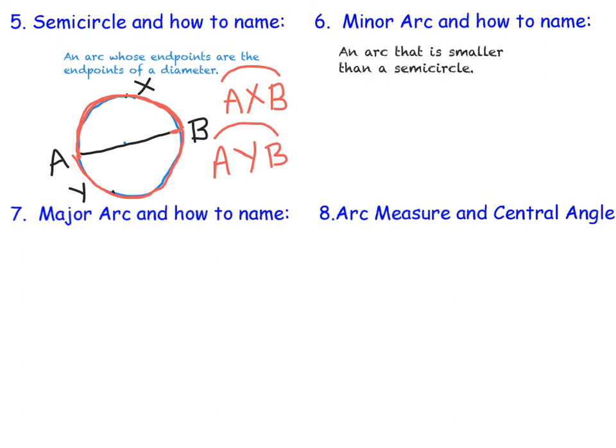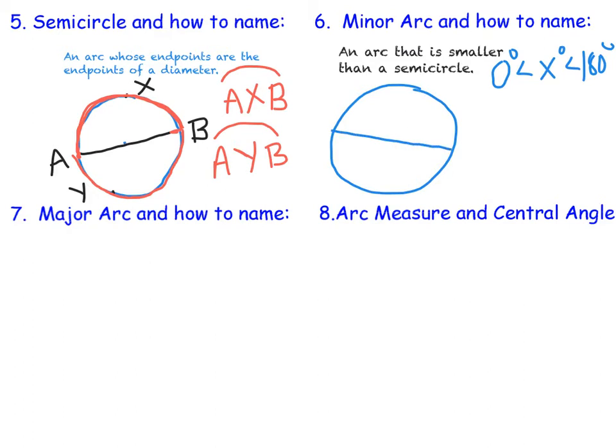Next we have a minor arc. A minor arc is an arc that is smaller than a semicircle. If it's smaller than a semicircle, it would have to be greater than 0 degrees but smaller than 180 degrees. So basically it's an arc between 0 degrees and less than 180 degrees, less than a semicircle.